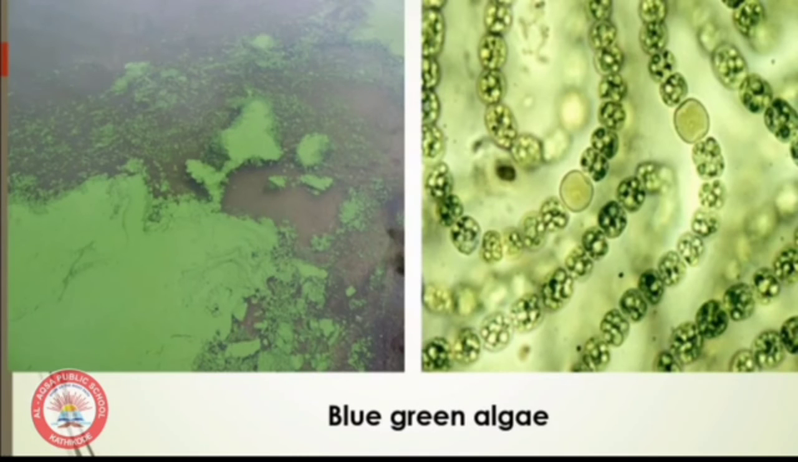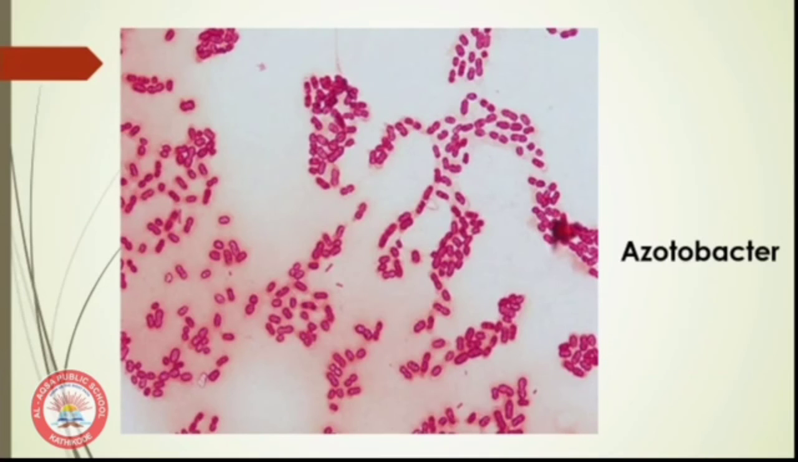Now look at the picture on the left side. You might have seen certain ponds like this which have green patches in them. These are actually blue-green algae. And to the right side you can see the microscopic view of these blue-green algae. These are examples of microorganisms that can fix nitrogen. This is Acetobacter. This is also a bacteria which can fix nitrogen.